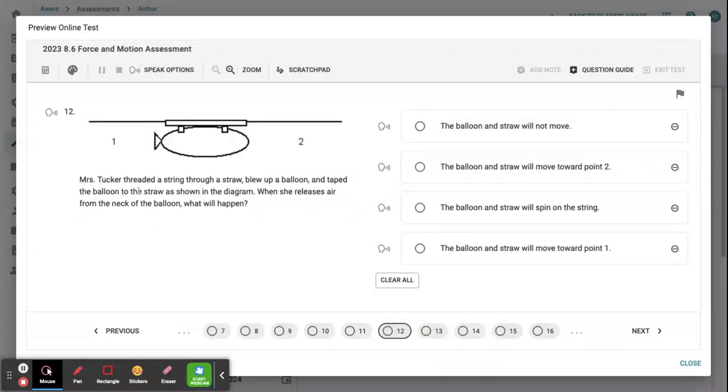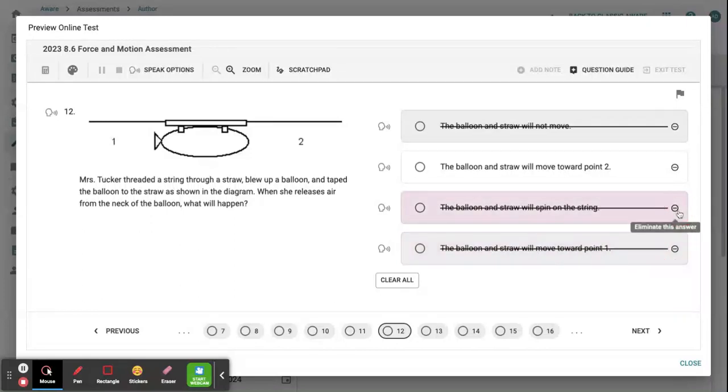Miss Tucker threaded a string through a straw, blew up a balloon, and taped the balloon to the straw, as shown in the diagram. When she released air from the neck of the balloon, what will happen? Well, it's going to go towards 2. So the balloon and the straw won't move. The balloon and the straw will move towards point 2. The balloon and the straw will spin on the string. The balloon and the straw will move towards point 1. So they're both going to move towards 2. And we did this in class.